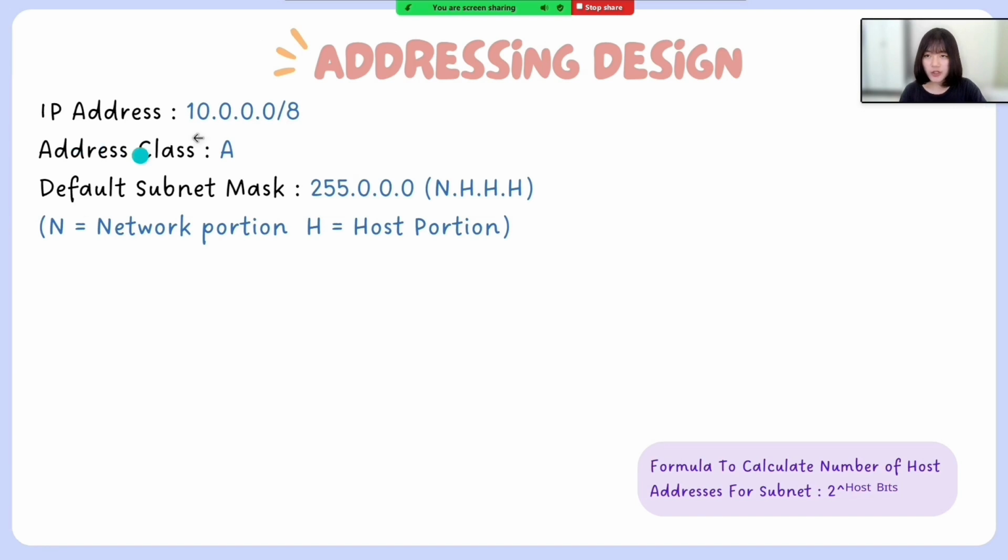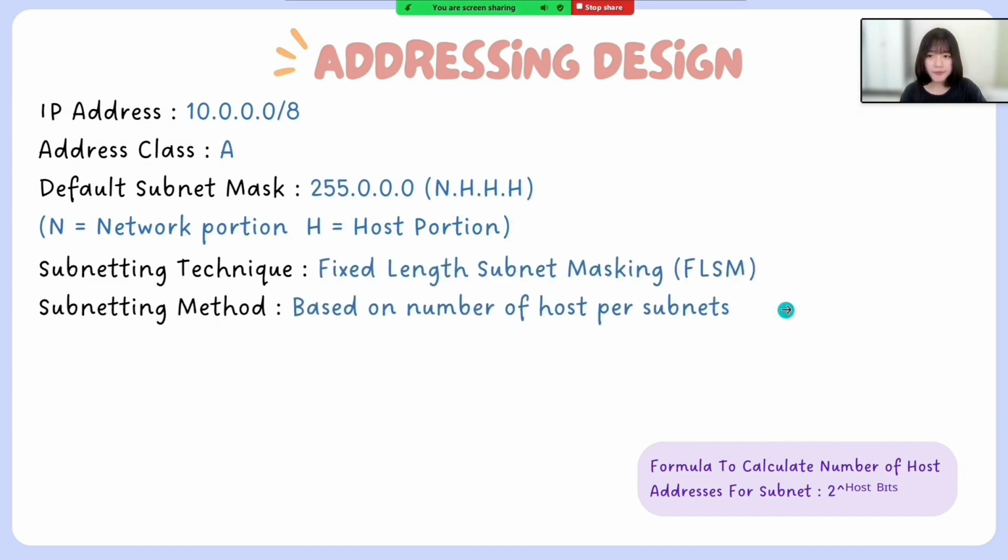The IP address we use is 10.0.0.0, which belongs to class A. The default subnet mask is 255.0.0.0. The 255 here represent the network portion, while the rest represent the host portion.